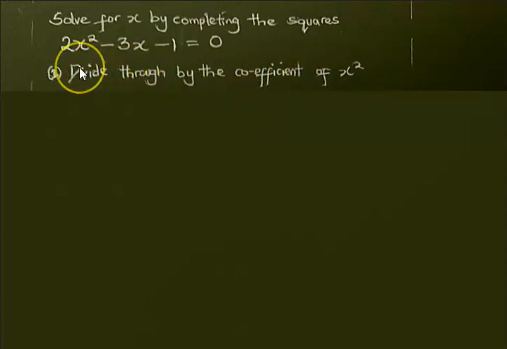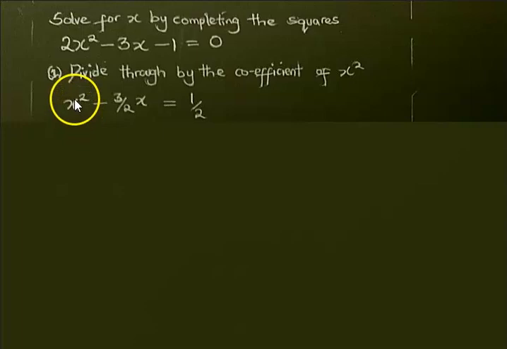If we are going to do that, we are going to have 2x squared divided by 2, minus 3 divided by 2x, equal to, by the time we add 1 to both sides, 1 here, and also we divide it by 2. Since we are dividing through, we divide both sides by 2. So 2x squared divided by 2 gives us just x squared, and we've got minus 3 over 2x equals 1 over 2.